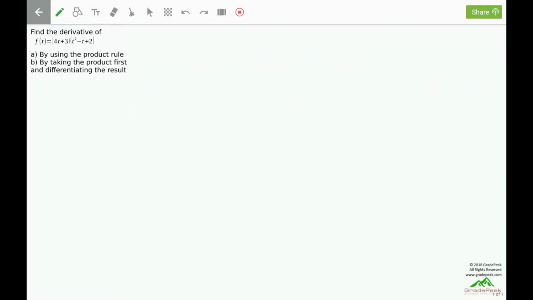Find the derivative of f of t equals 4t plus 3 times t squared minus t plus 2. A, by using the product rule. B, by taking the product first and differentiating the result.